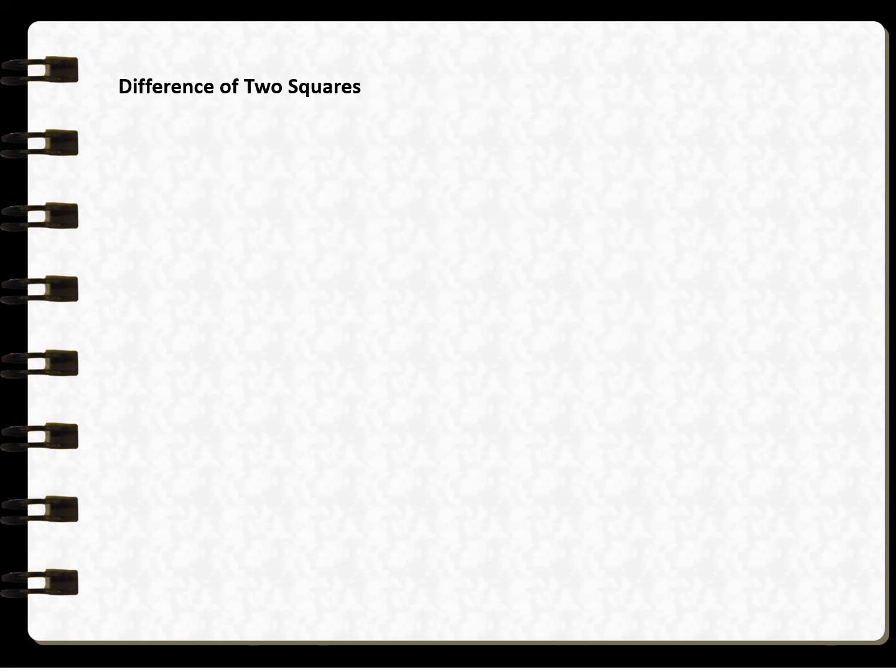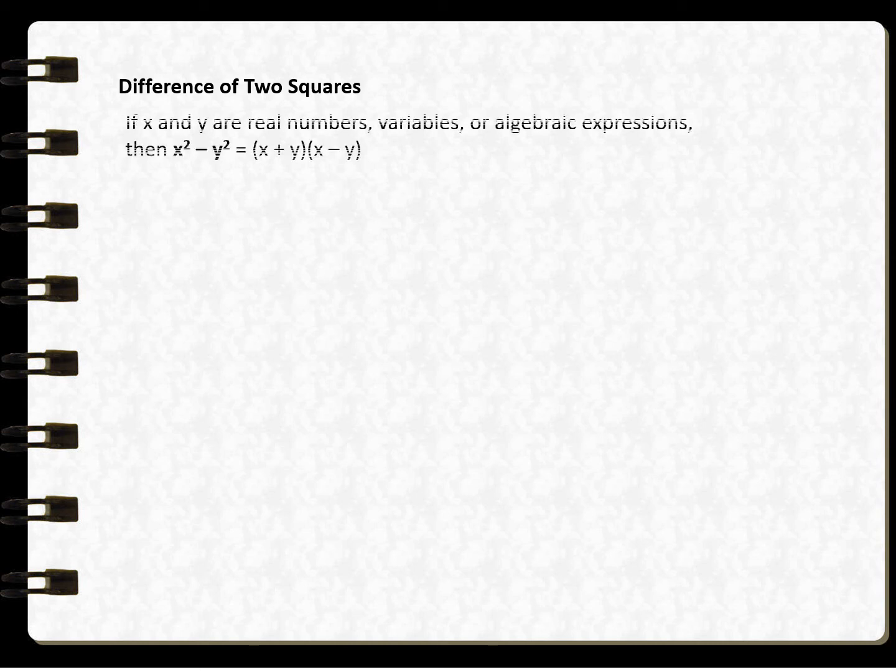Next is the difference of two squares. If x and y are real numbers, variables, or algebraic expressions, then x squared minus y squared is equals to the quantity x plus y times the quantity x minus y. So let's have an example. So let's say we have 4x squared minus 25y squared and 9a squared minus 121. Para mas madali ito, kailangan, saulado naman natin to.